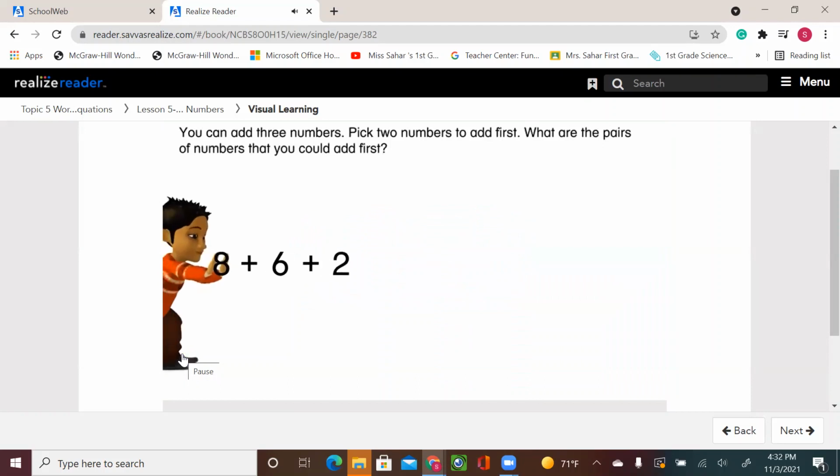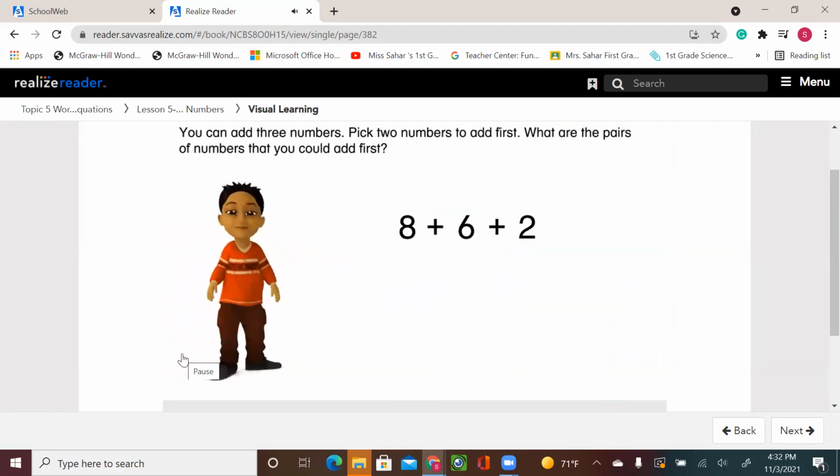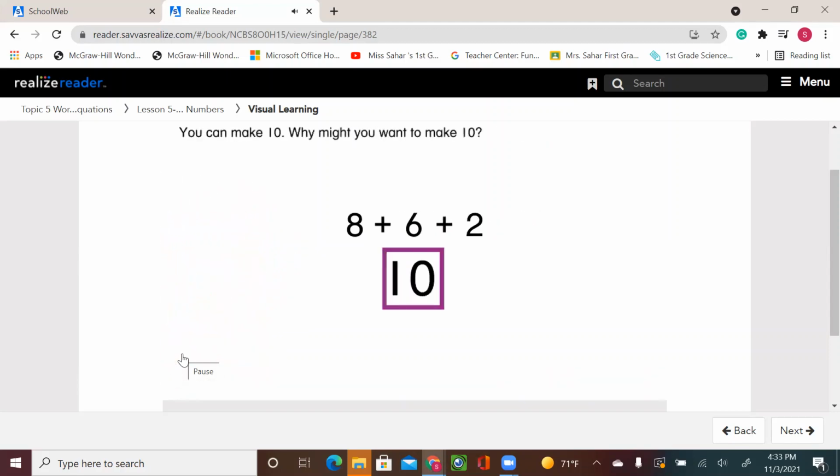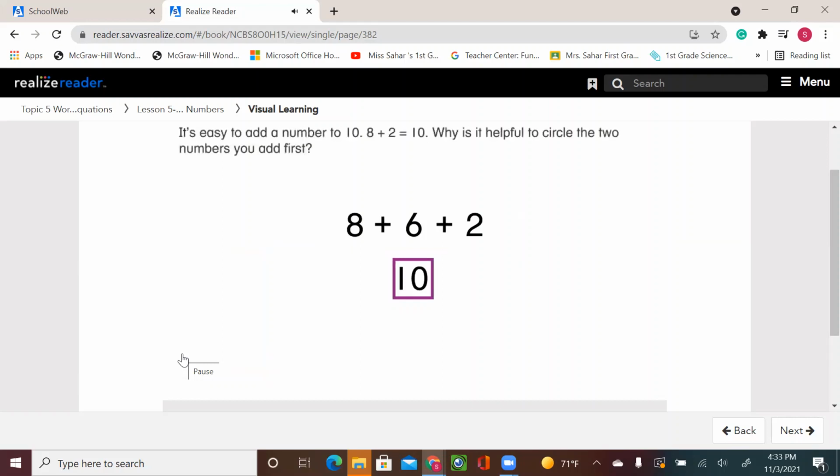You can add 3 numbers. Pick 2 numbers to add first. What are the pairs of numbers that you could add first? You could add 8 plus 6. You could add 8 plus 2. Or you could add 6 plus 2. You can make 10. Why might you want to make 10? It's easy to add a number to 10. 8 plus 2 is equal to 10.